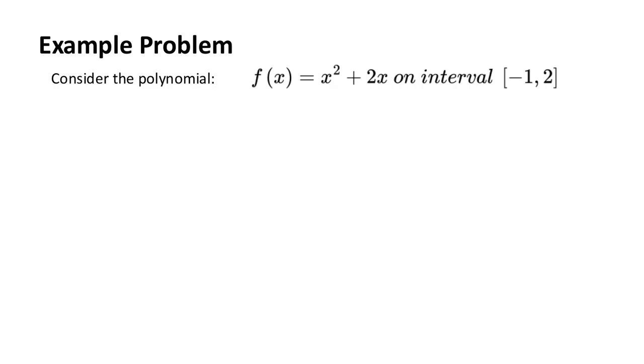So let's look at an example problem. We'll take a simple polynomial. f of x is x squared plus 2x, and we're going to look at the interval -1 to 2. We need two criteria. f of x has to be continuous and differentiable on that interval.